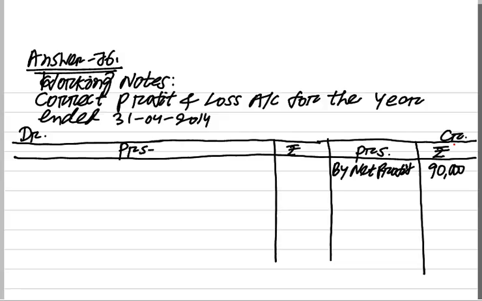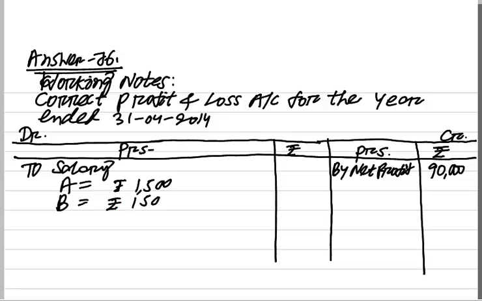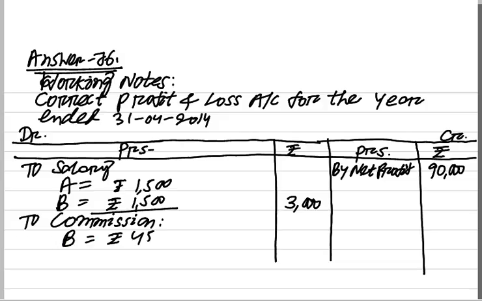A's salary: A and B both are getting a salary of 1500 per month. Read the question carefully and start. To salary, for A and B both are 1500 each, rupees 1500 for A and rupees 1500 for B. This is 3000. Then to commission of B, straight away given, it is 4500.